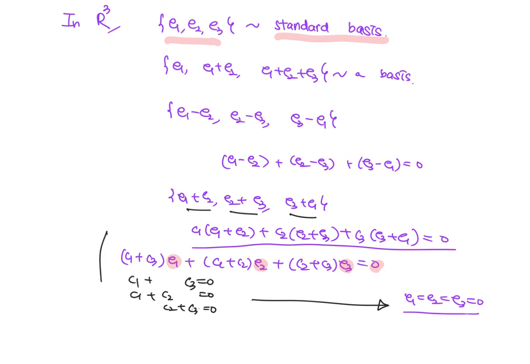So this part only shows that the set is linearly independent. That does not show that this set spans R3, right? So at this point, I need to confirm the other property, okay?